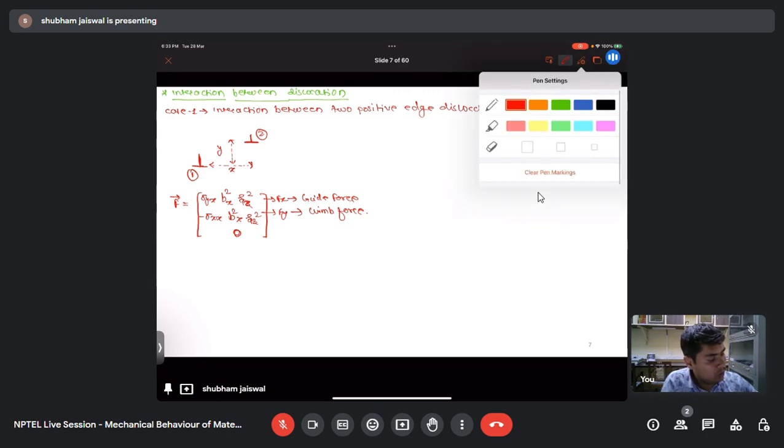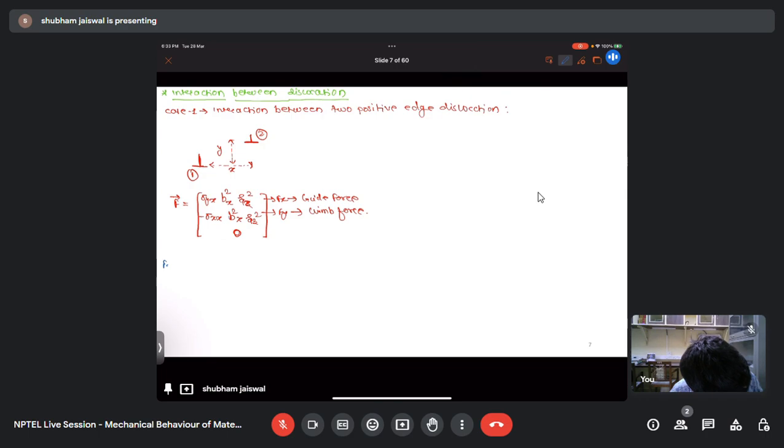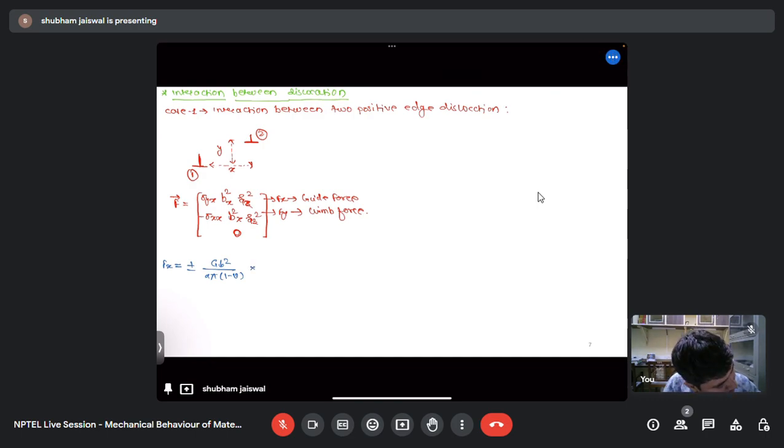Okay, so if we put the value and if we consider both the dislocations have the same Burgers vector, so we can write Fx, that is if we consider both are the positive edge dislocation, or if we consider one is the positive and one is the negative, so we can write Fx as plus minus Gb square over 2 pi 1 minus mu into x square minus y square divided by x square plus y square whole square. Okay, so this is the equation that we got.